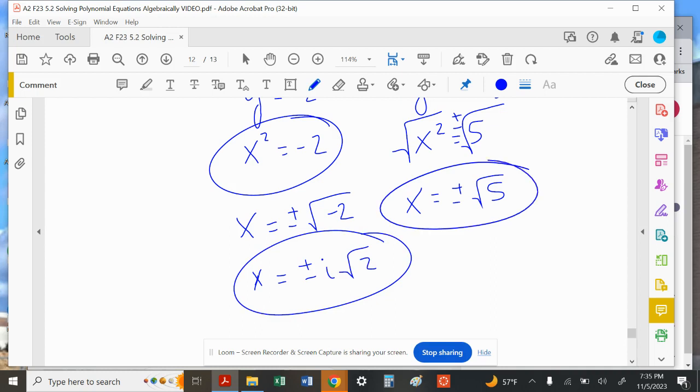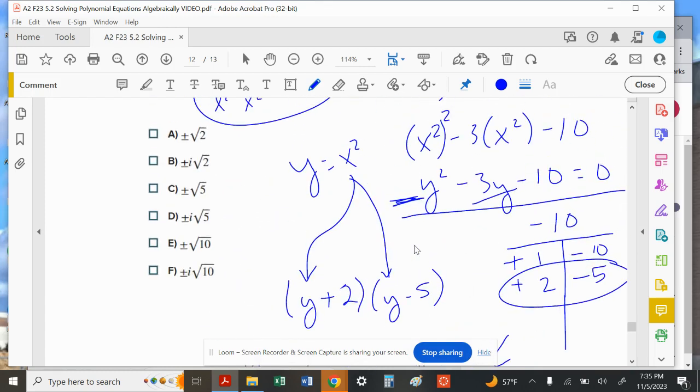And there are my 4 answers. So I have plus i square root of 2, minus i square root of 2, plus square root of 5, minus square root of 5. So there are 4 answers there. So those would be B and C.